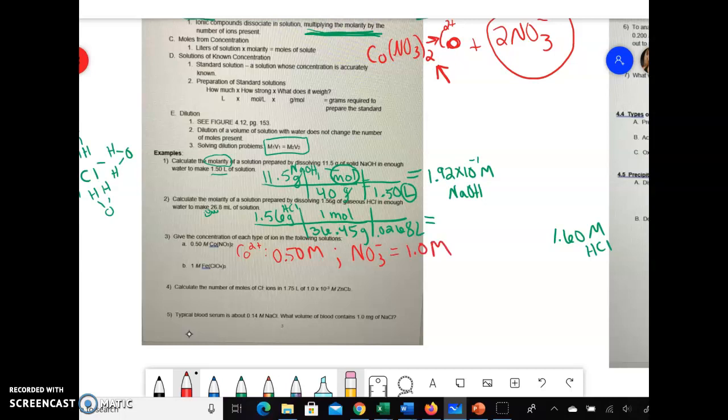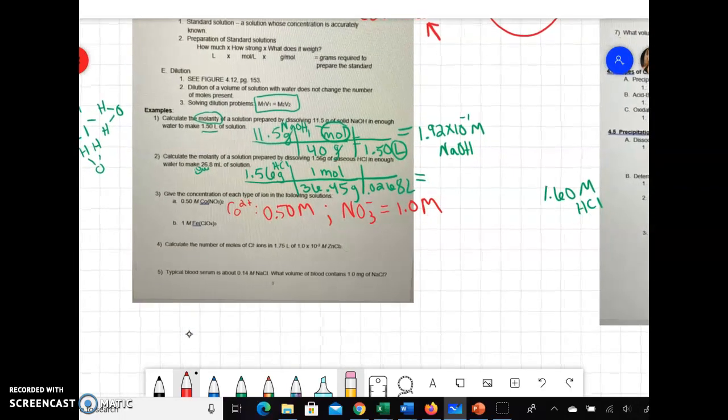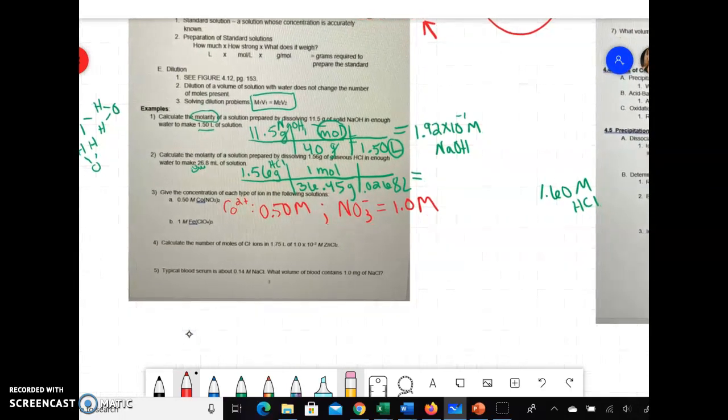Same thing for the next one. For iron, you would have 1 Fe3+ for every compound, so it would still be 1 as the molarity, but when that breaks apart, because of this little 3 down here, you're going to have to multiply the polyatomic ion's concentration by 3.